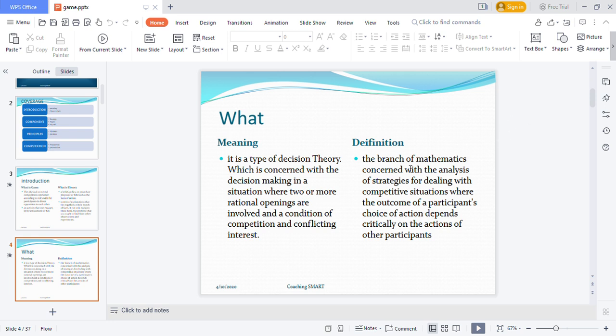Now the definition of game theory: the branch of mathematics concerned with the analysis of strategies for dealing with competitive situations where the outcome of a participant's choice of action depends critically on the actions of other participants. So that is a game. A game is a mathematical analysis. It uses formulas, equations, models, and probabilities to identify the outcome of a particular course of action. That is game theory.